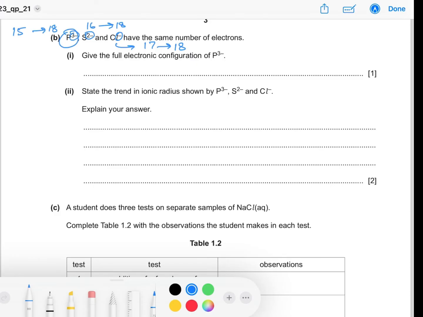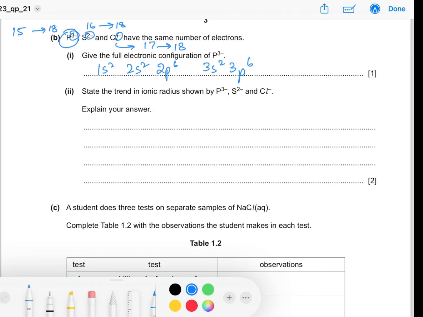Part 1: give the full electronic configuration of phosphide ions. That would be 1s2, 2s2, 2p6, that's 10 electrons, 3s2 and 3p6, which is now 18 electrons.